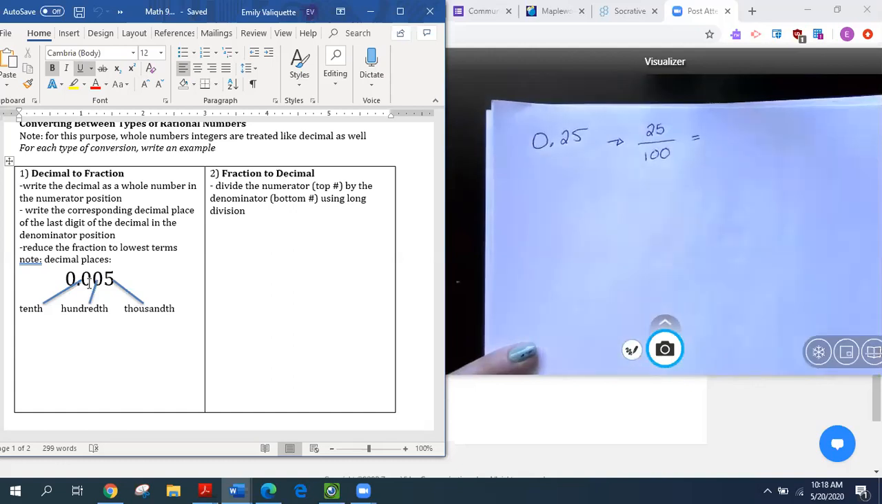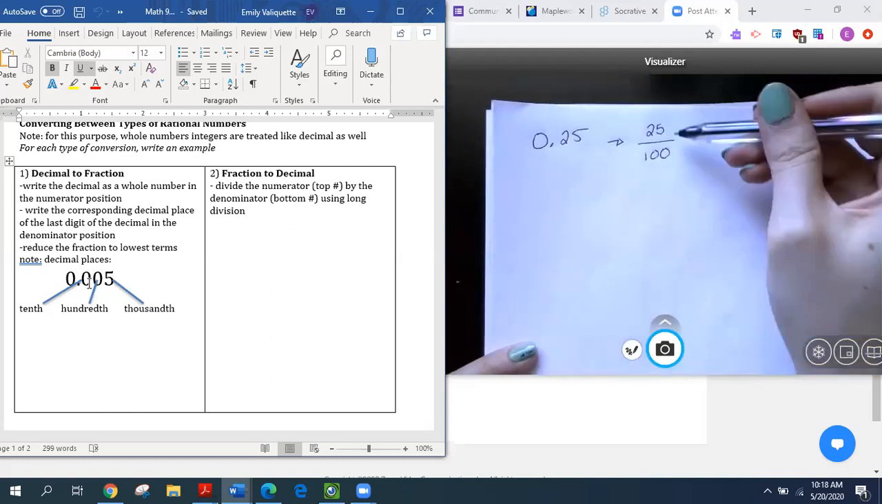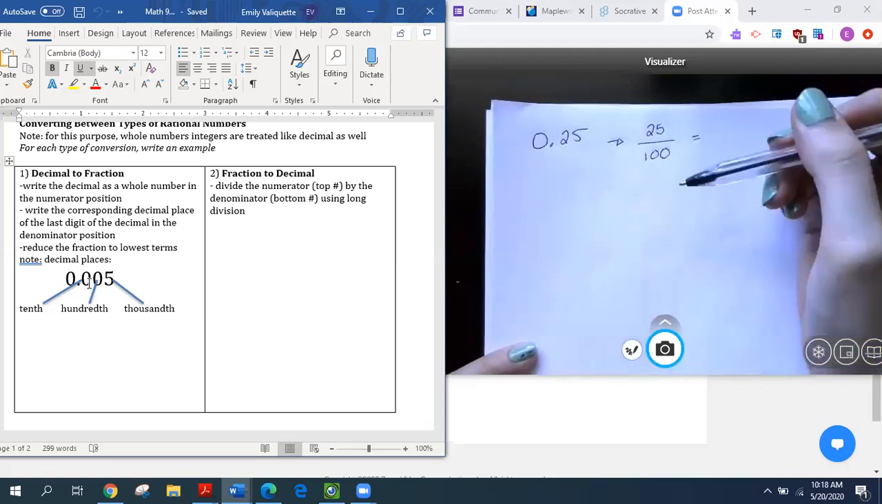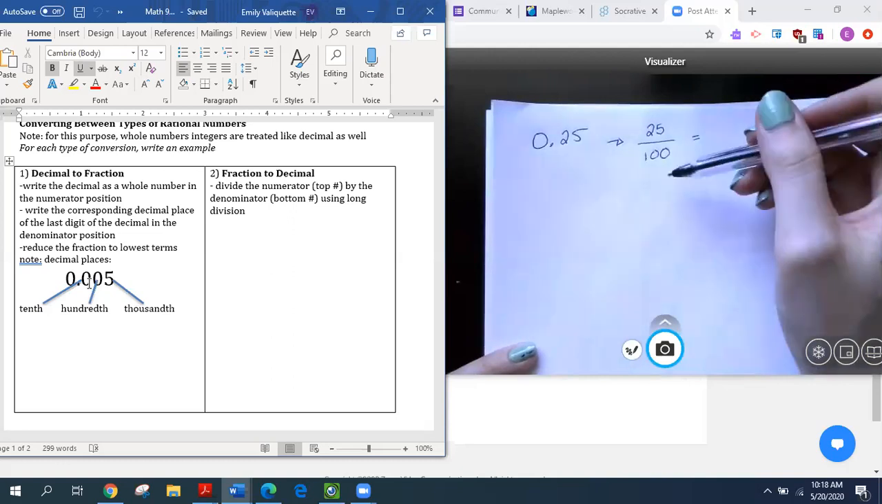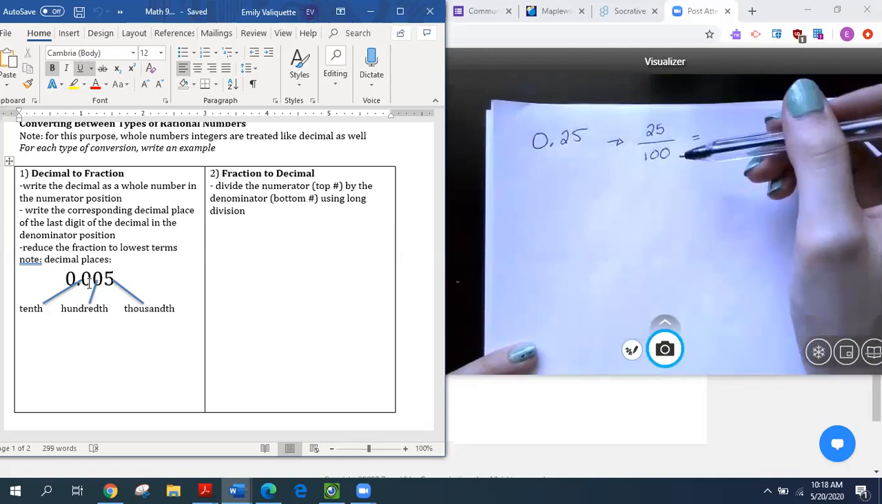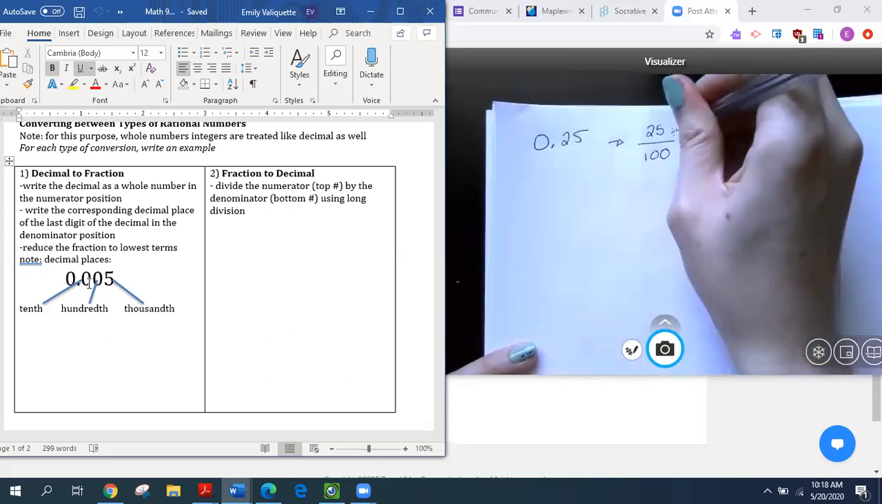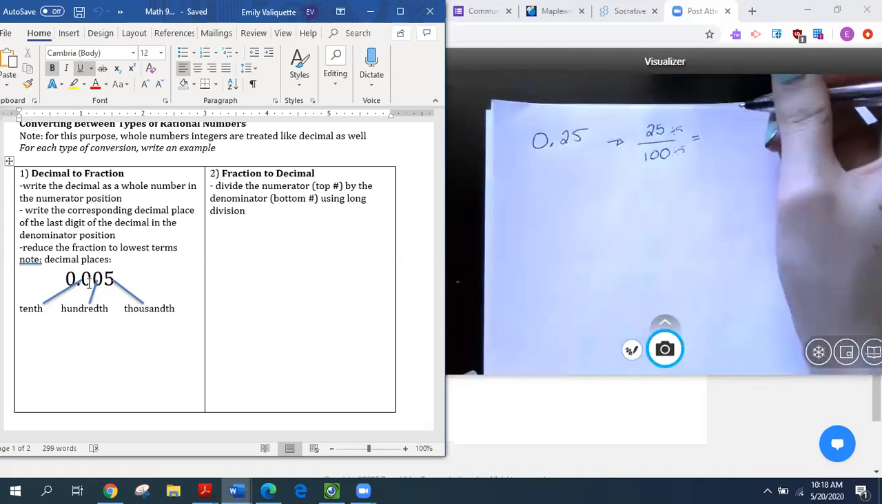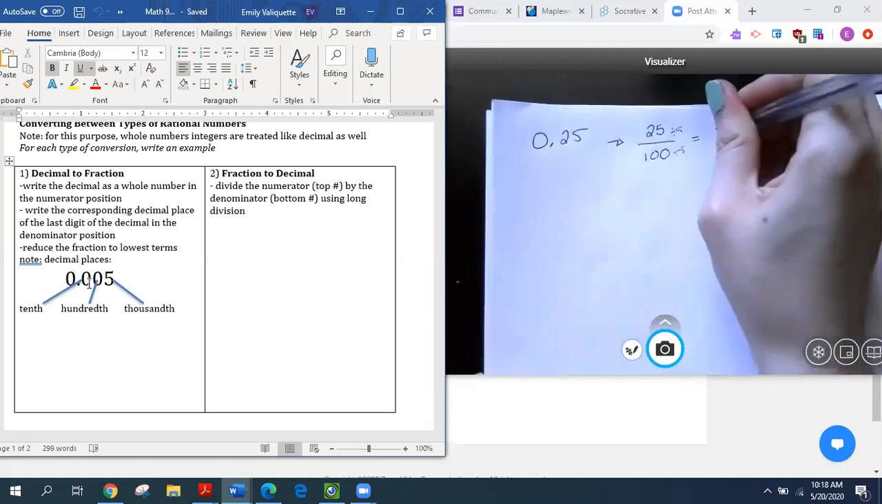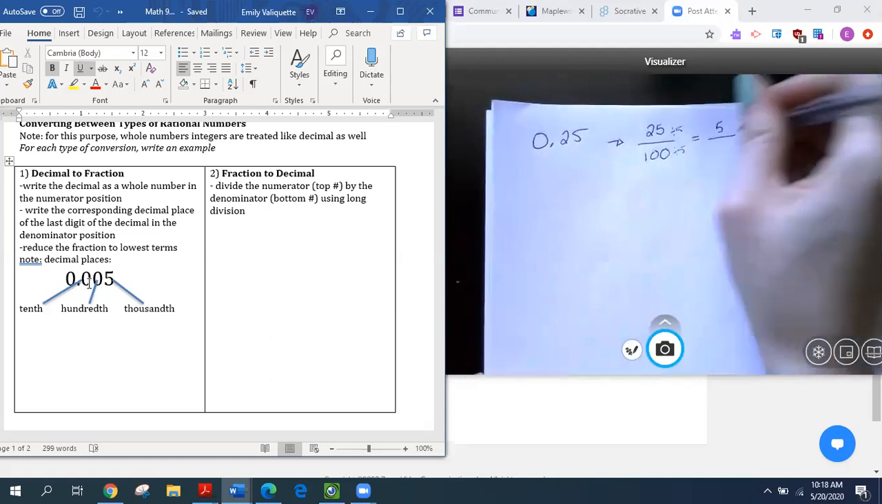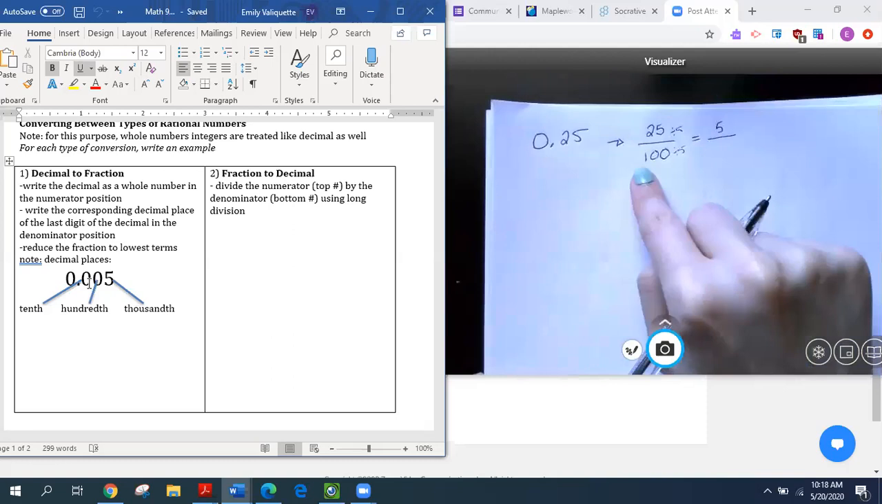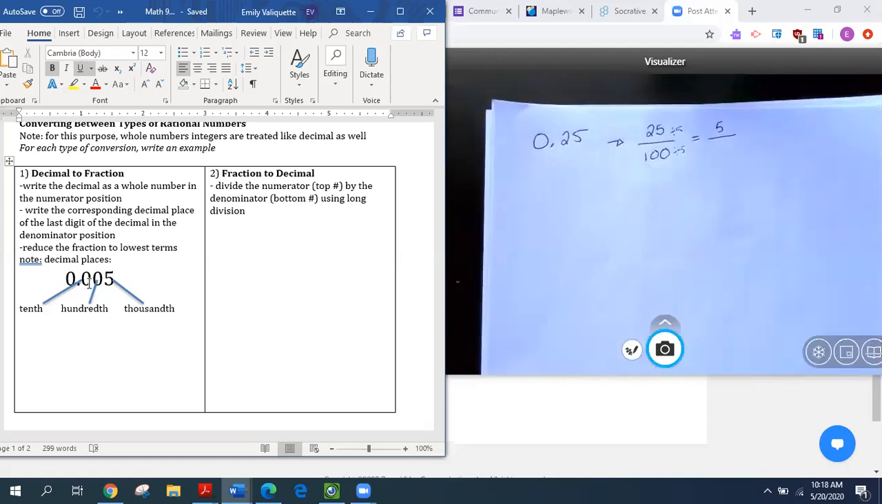And you might not know right away. You might not know that these are both divisible by 25. And if instead you say, well, I think I can divide them both by 5, well, then start by doing that. Start by saying, okay, I can divide that by 5 and I can divide that by 5. 25 divided by 5 is 5. And then 100 divided by 5 is 20.